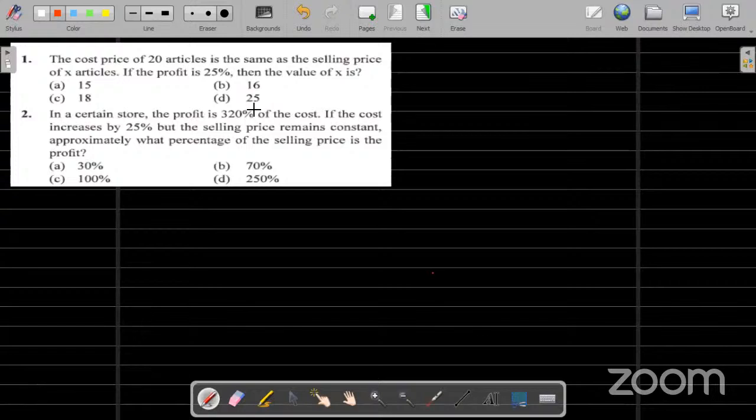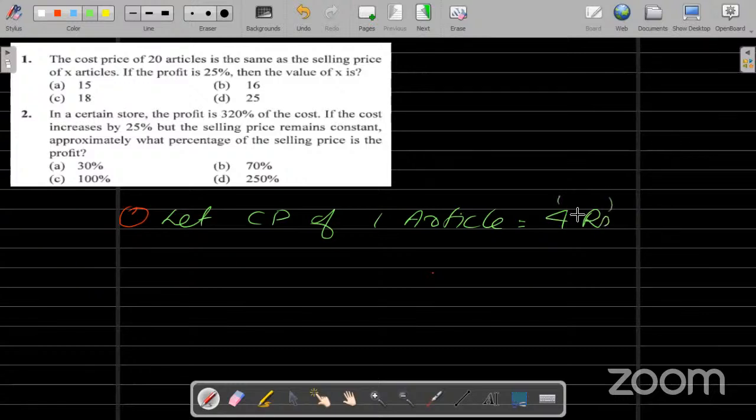Profit is 25%, then what is the value of X? Okay. So for solving question number 1, what we can do is let the cost price of one article be 4 rupees. Why am I going for 4? The profit percentage is given as 25%. So if the cost price is 4 rupees, then calculating 25% is so easy. 25% of any number will be 1/4 of the number. That's why I assume the cost price is 4 rupees.